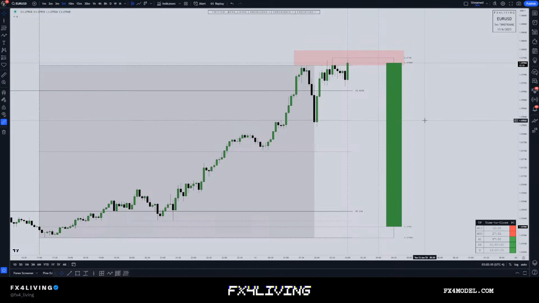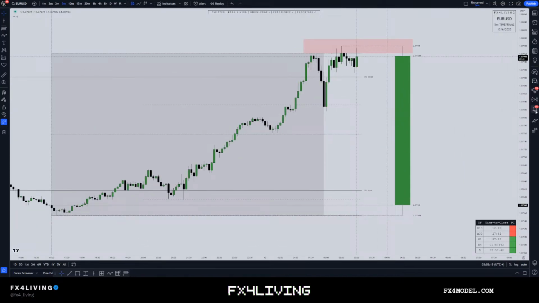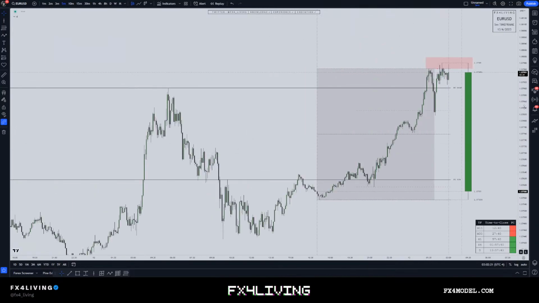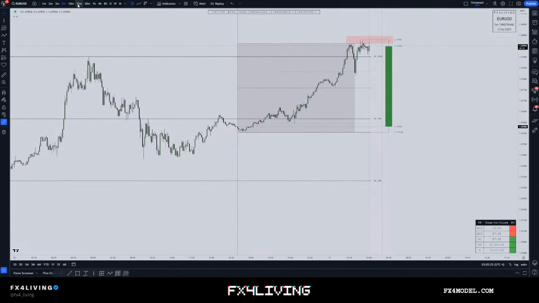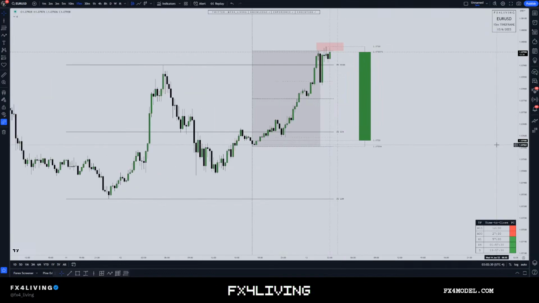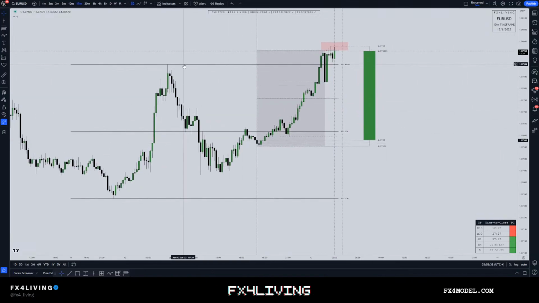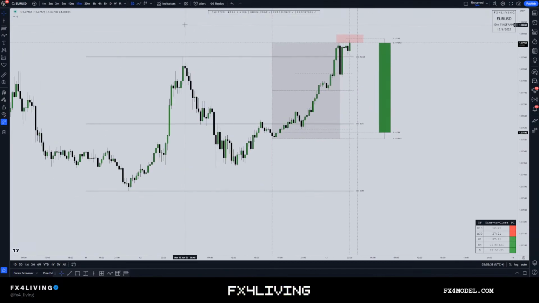And Edge, if you want this indicator for the candle, I posted it on my Discord, so you can use it. It's technically an indicator, but it's more likely a tool. But this is going to be my FX4LIVING model indicator, and it's going to be very nice.